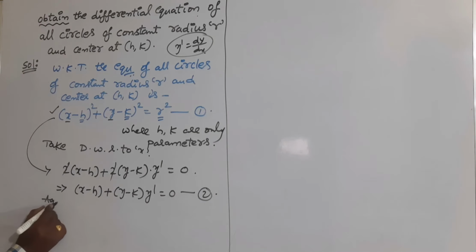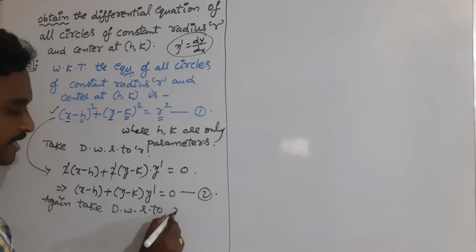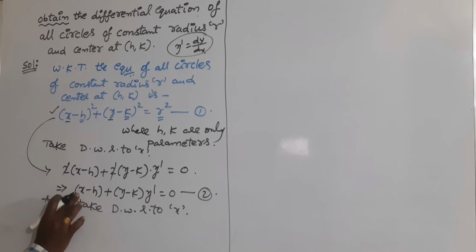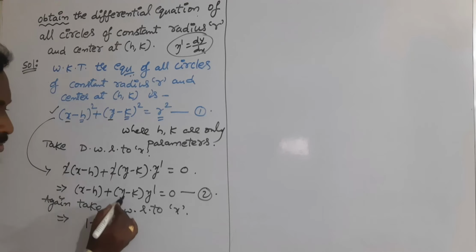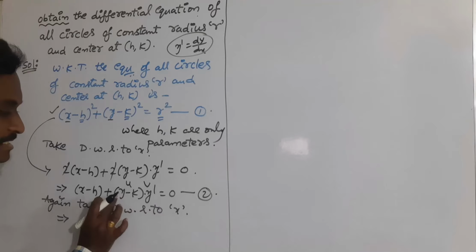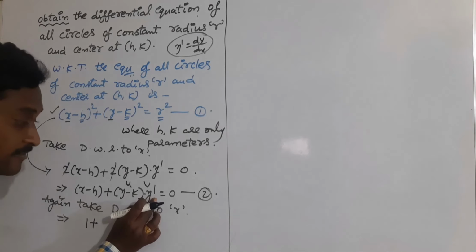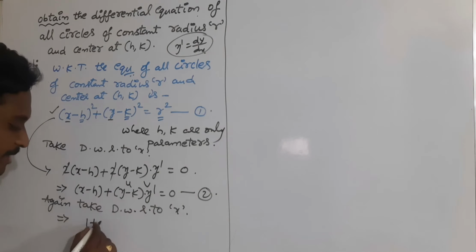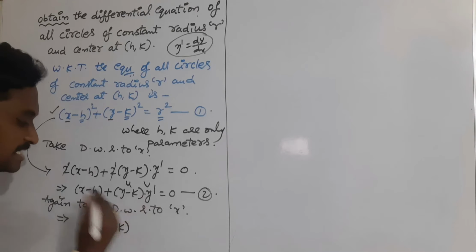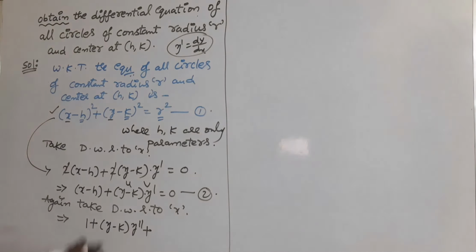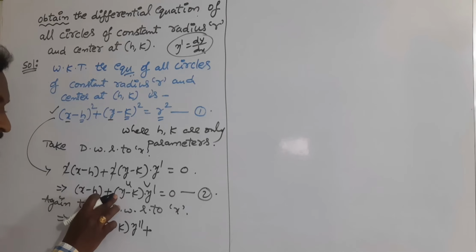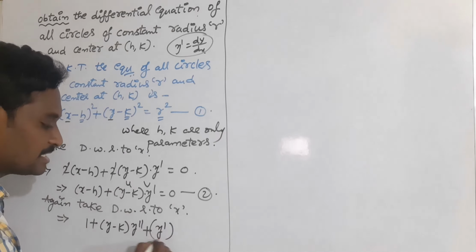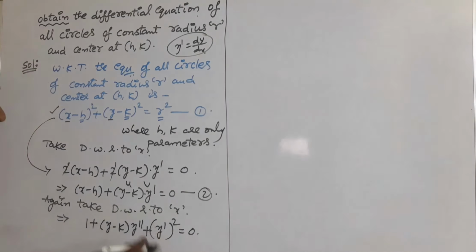Again take the derivative with respect to x. The differentiation of x minus h with respect to x is 1 minus 0, so you will get only 1. And here you should apply the UV rule, because y minus k contains y and y dash is also a variable, so two variables are in product. So y minus k into the differentiation of y dash is y double dash, plus the differentiation of y minus k, which is y dash, into y dash. Y dash into y dash is y dash whole square, which is nothing but (dy by dx) whole square.